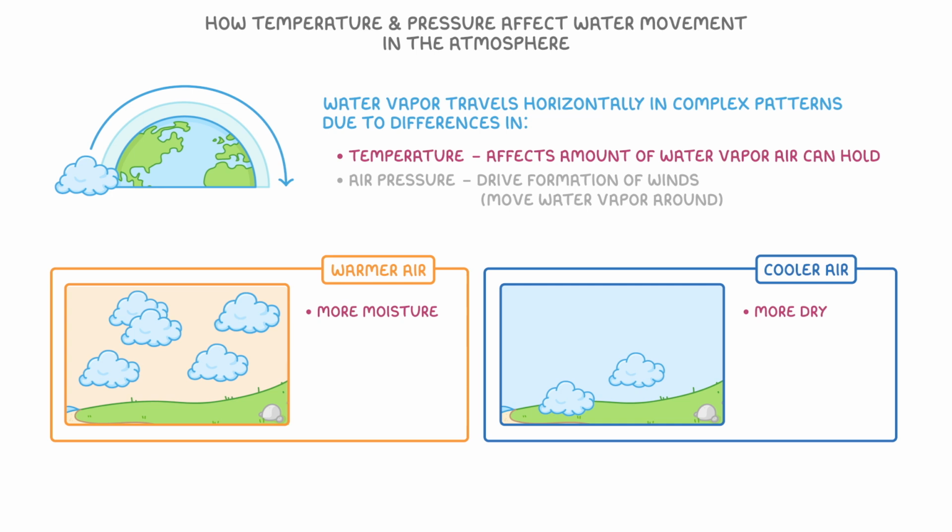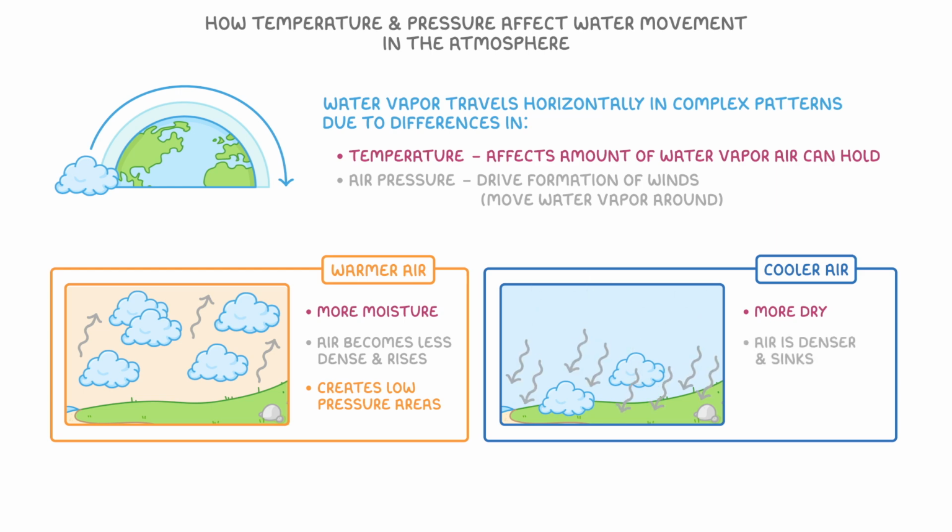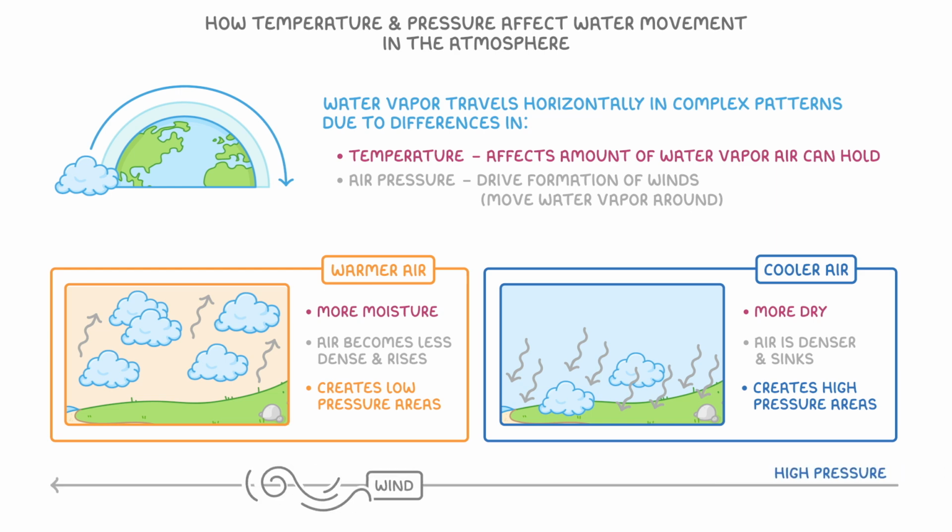When temperatures are higher, the air becomes less dense and rises, and this then creates low-pressure areas. Cool air is denser and sinks, so has the effect of creating high-pressure areas. So, overall, wind flows from high-pressure areas to low-pressure areas, and this movement carries water vapor with it.